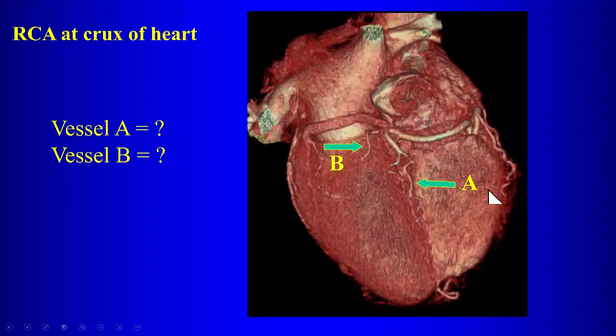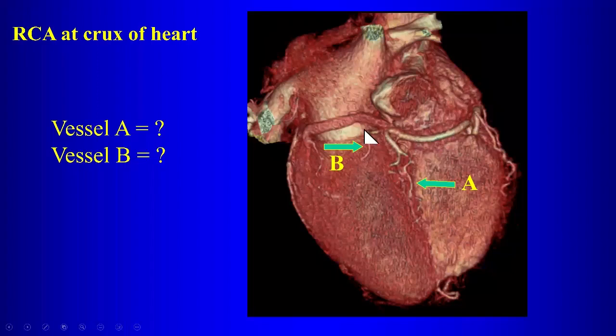I mean, it's a little bit bigger than this guy, which would be the right atrium. Right, so we're looking at the back of the heart. So this guy coming down here in the back of the heart between the ventricles, you said that's going to be PDA. So this guy is what? That is the RCA, right.